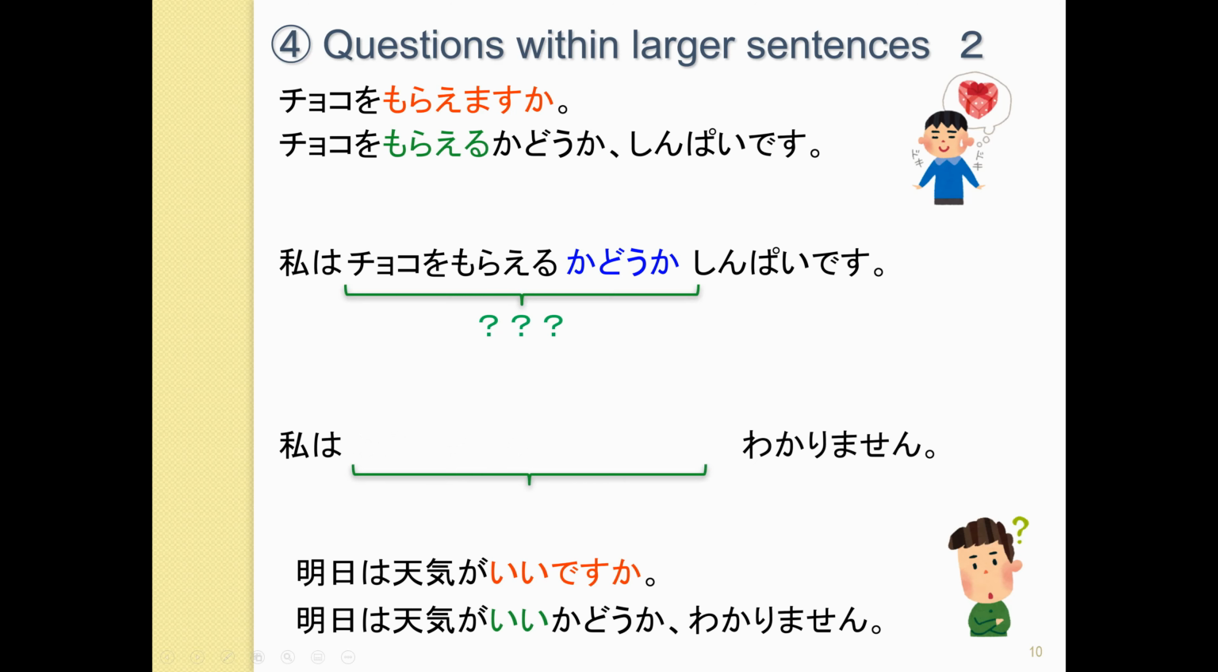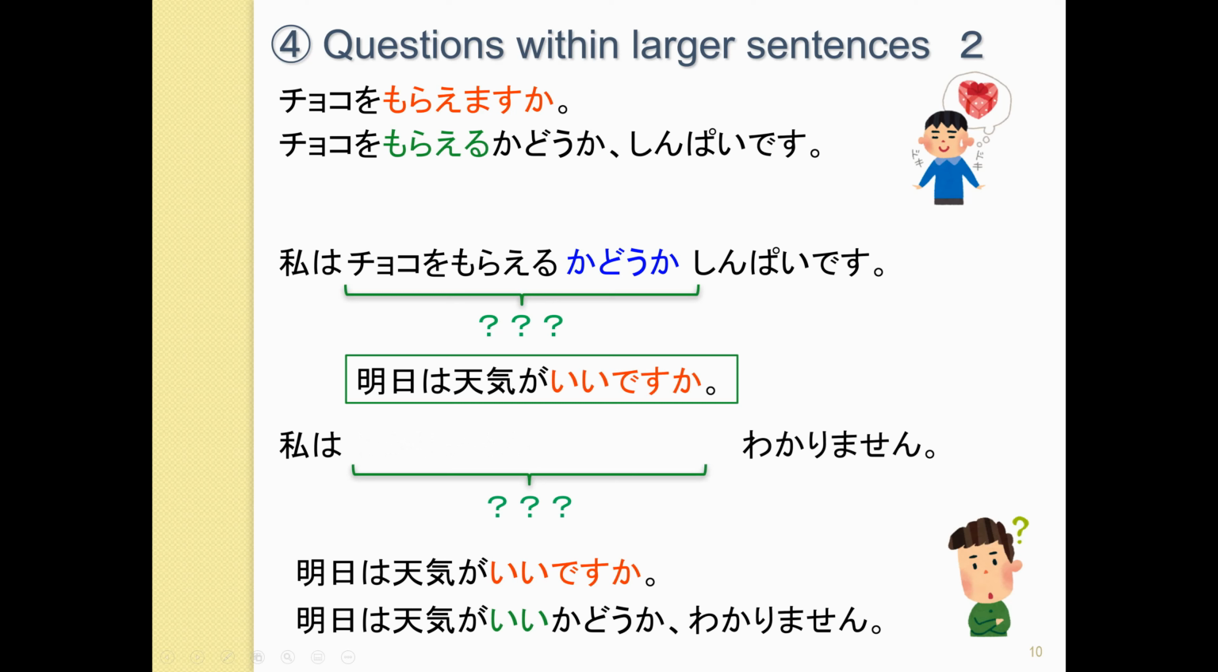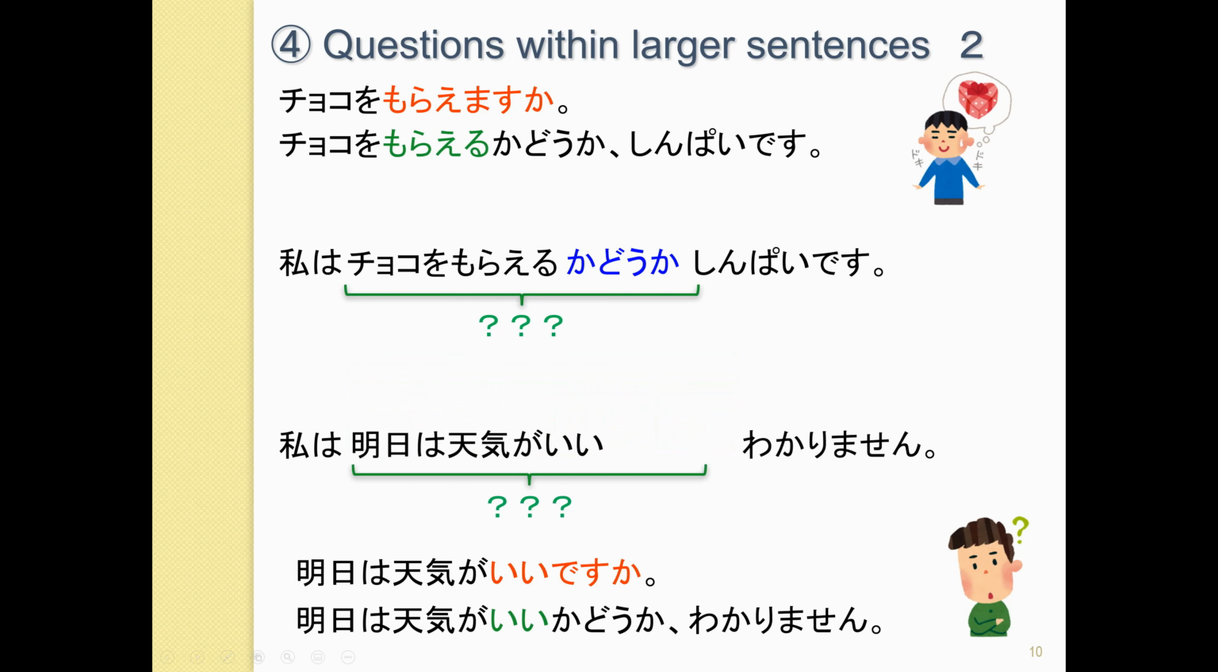My sentence is 明日は天気がいいですか? Short form 明日は天気がいい. で、here we want to put かどうかわかりません. So I don't know. What don't I know? I don't know whether or not the weather will be good tomorrow.